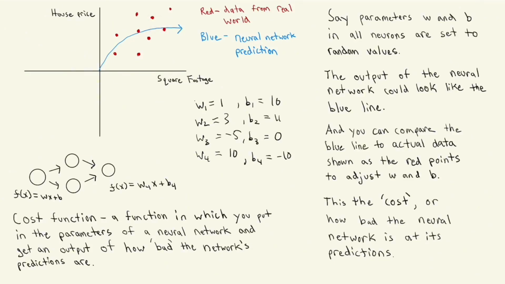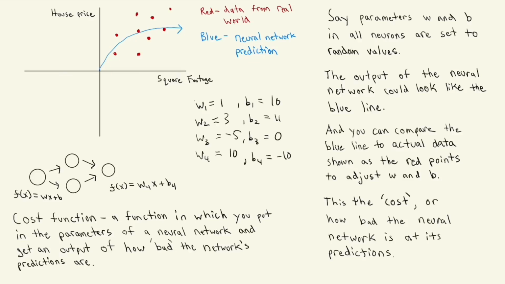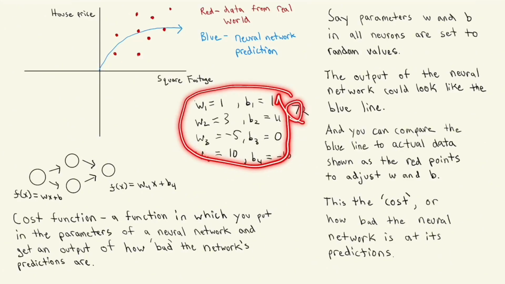So let's say in this example, for all these parameters, the cost comes out to something like 72. So again, the cost is the distance from all these points to the predicted values of the neural network, all of them added up. So let's say for all these parameters, it's just 72.